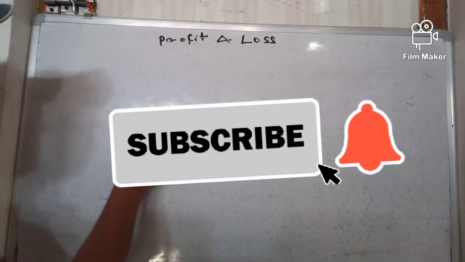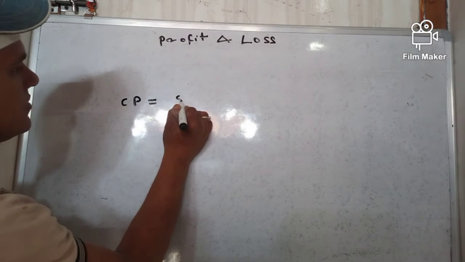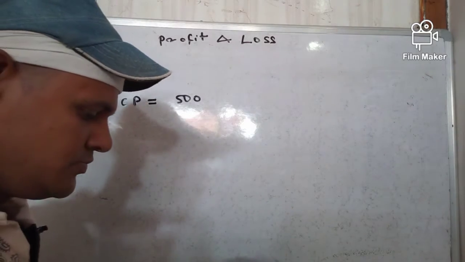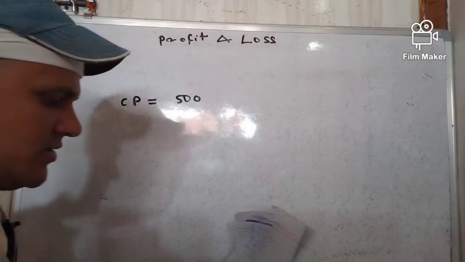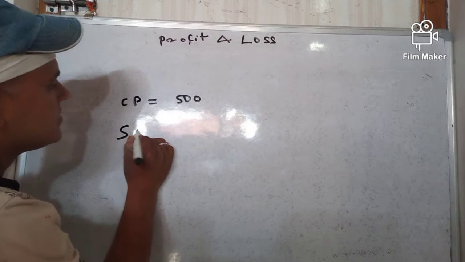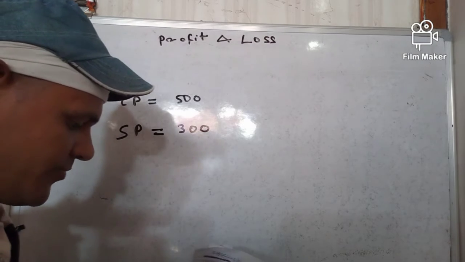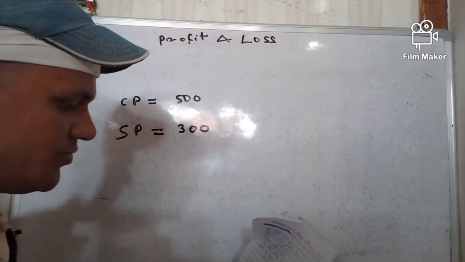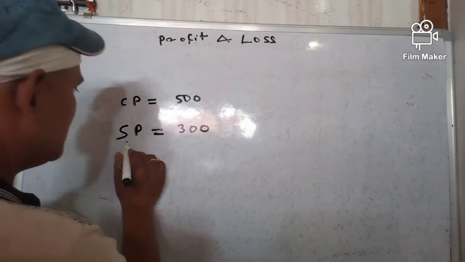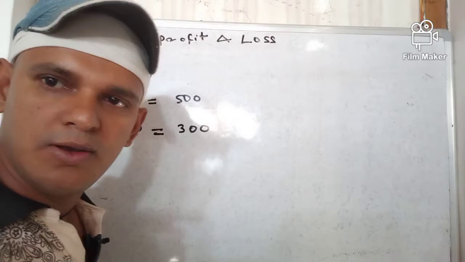A person buys a watch for Rs 500. So his cost price, his CP, equals 500. He sells it for Rs 300, so his selling price equals 300. The question asks us to find his loss percent. See here, selling price is less than cost price, so definitely it will be a loss.